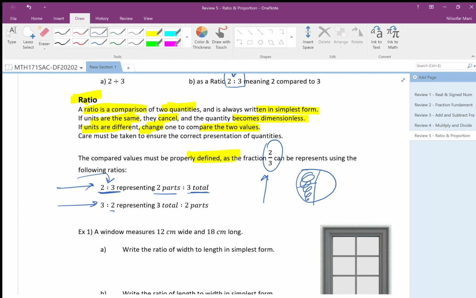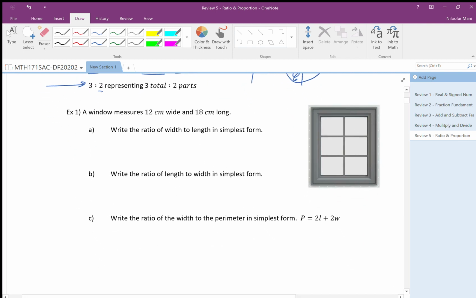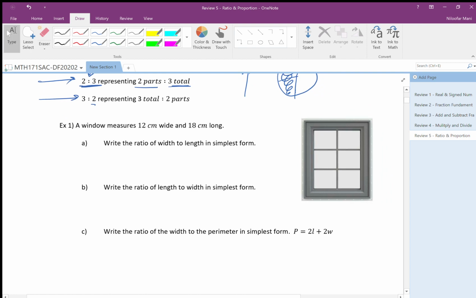However, you don't see the same numbers, the same shapes, or this in the same picture. Okay, so a window represents 12 centimeters W and 18 centimeters long. So it's 12 centimeters and 18 centimeters. What is the ratio W to length?